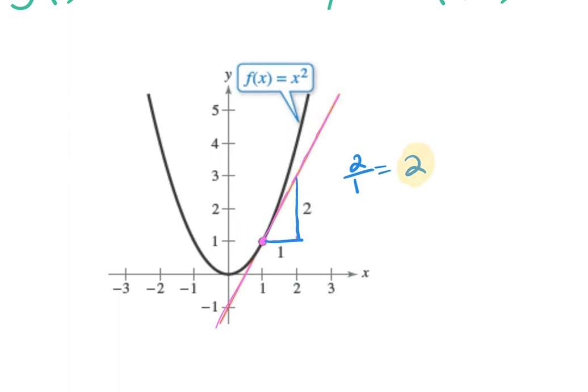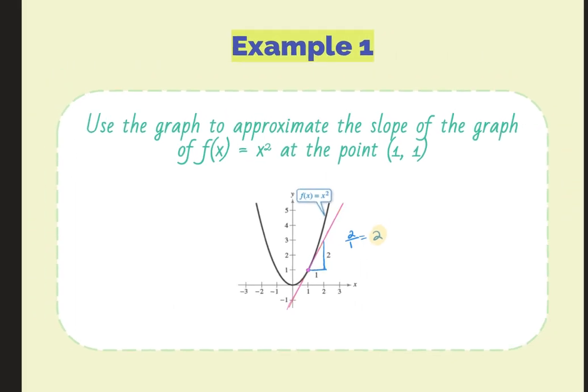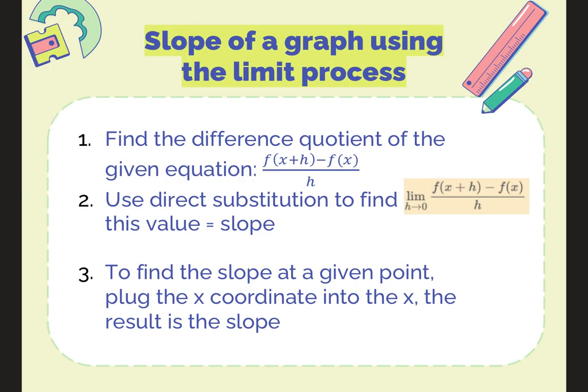Now let's pretend we do not have the graph, or even if we have the graph, we don't have the slope drawn. Then we can find the slope of the graph using a process called the limit process. In this process, the first thing we're going to do is find the difference quotient, which goes all the way back to Chapter 1. The difference quotient is f of x plus h minus f of x, over h. Then we're going to find the limit of that function as h approaches 0 using direct substitution, which means we plug 0 in for h and simplify that.